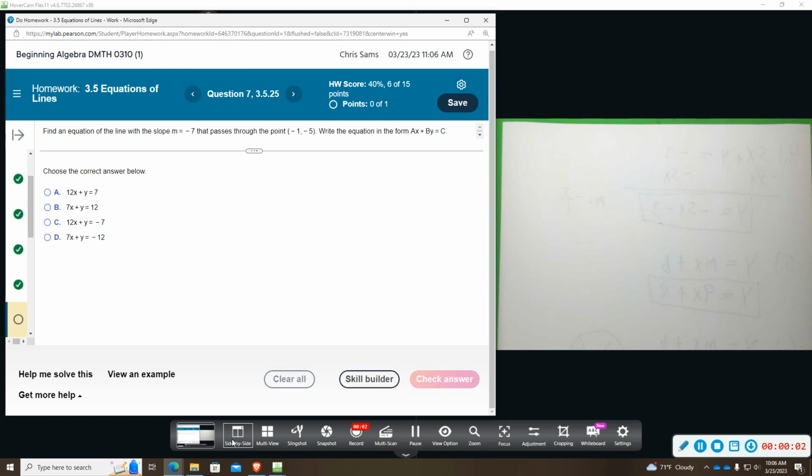All right, question number 7. We want to find the equation of a line with the slope m equals -7 that passes through the point (-1, -5), and we want to write the equation in standard form. Okay, so let's go over all those things.